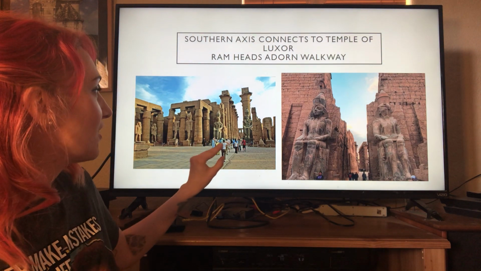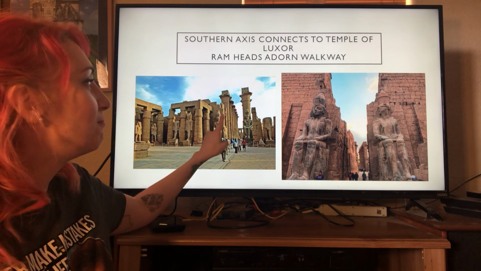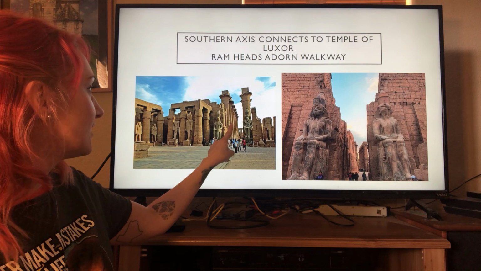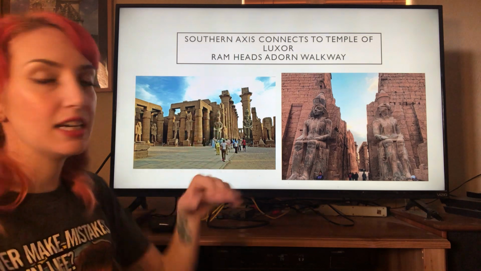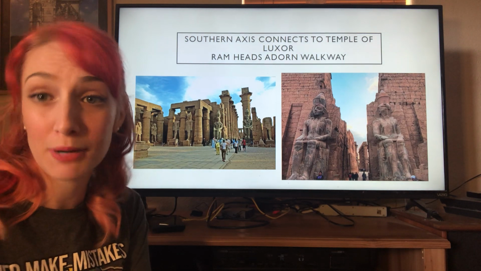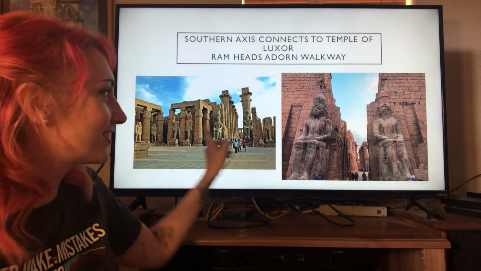One of the largest long-standing architectures. Notice how monumental and megalithic these pillars are. So here goes my central axis down here. Notice the tulip-based columns that are going to be really influential for Persia. They're going to adopt that with the audience hall of Darius and Xerxes.